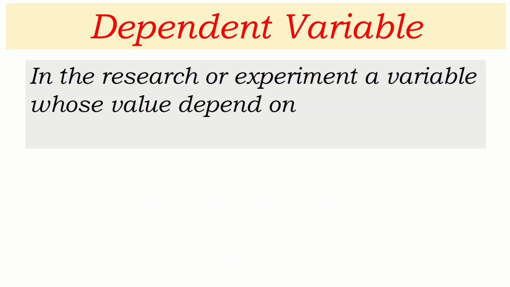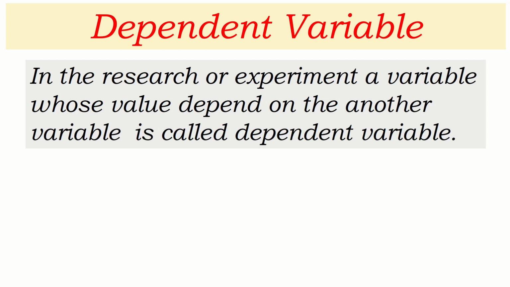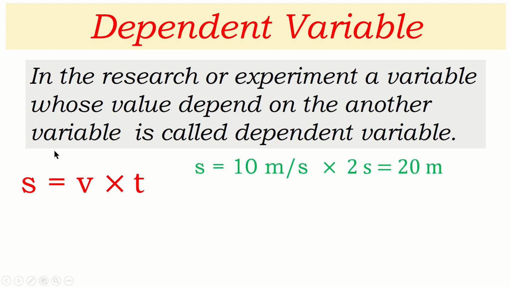In the research or experiment, a variable whose value depends on another variable is called the dependent variable. Now we can take an example. Just for example, we know that displacement is equal to velocity into time. Now let's find out which one is the dependent variable. If velocity is taken as 10 meter per second, then after 2 seconds it will cover 20 meter distance according to this formula.